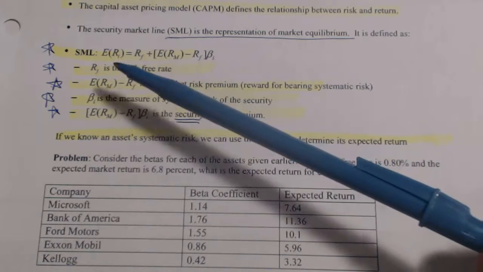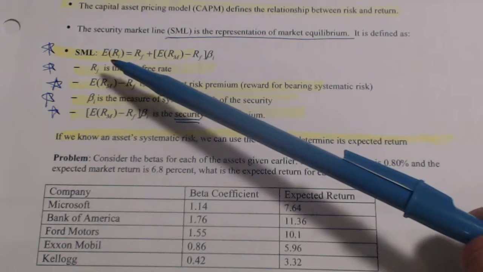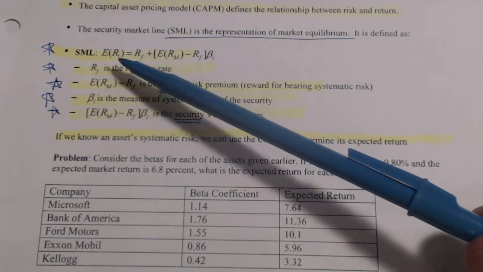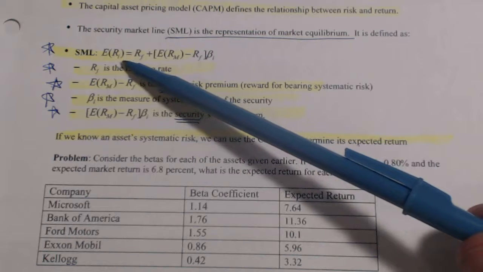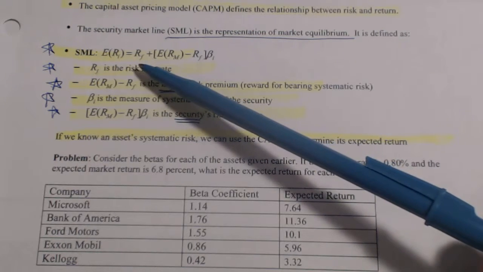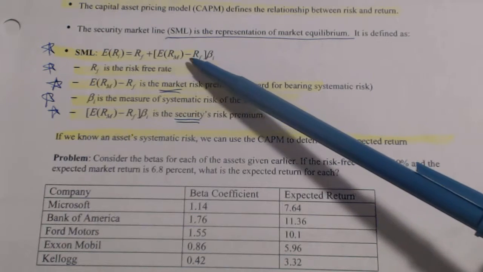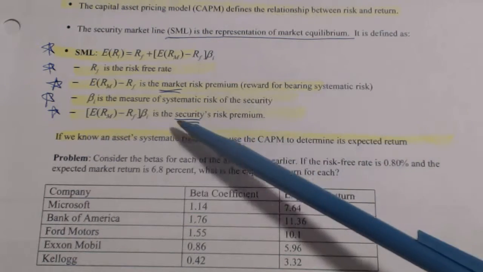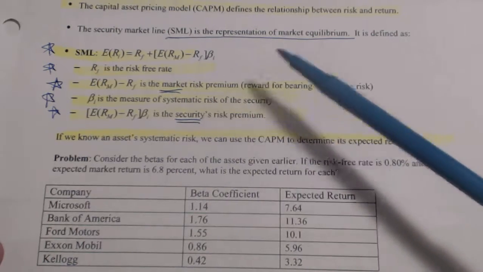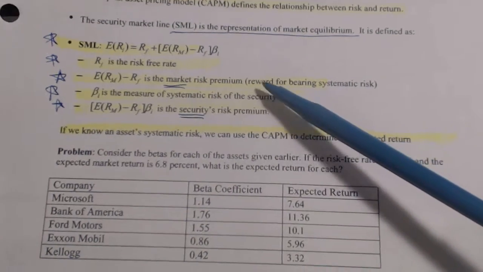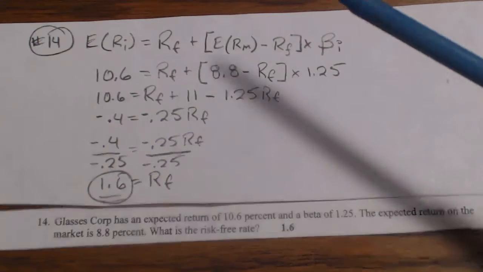premium. So they tell you up here, this is the formula for the expected return of an individual security, I, equals the risk-free rate plus the expected return of the market minus the risk-free rate times beta. Okay, so this is on page 78 of your workbook. So we'll use that same formula.